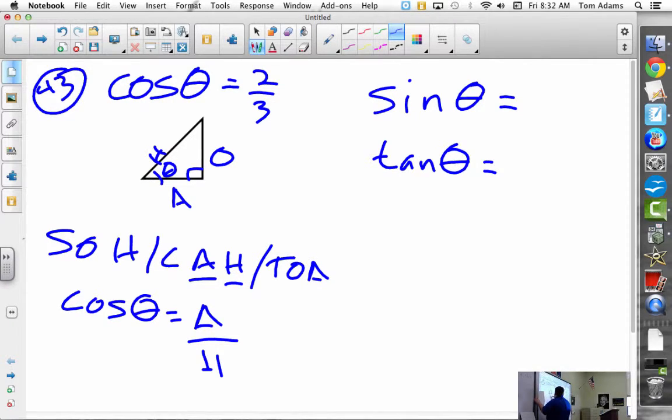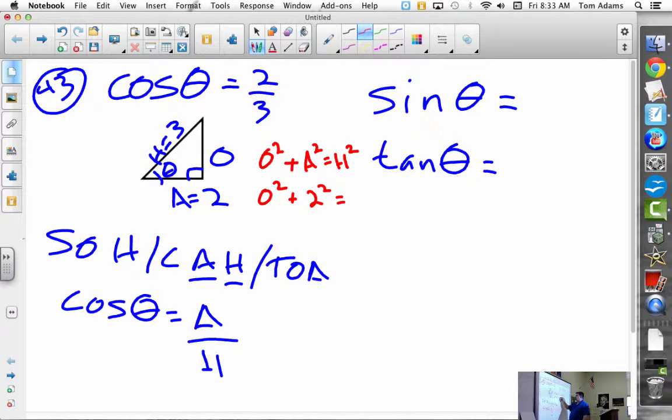So this is 2 over 3, isn't it? How do I find O? Yes? You use the Pythagorean theorem. We use the Pythagorean theorem. So we write it a little different. It's actually O squared plus A squared equals H squared. So I'm going to have O squared plus 2 squared is equal to H squared, which is this.